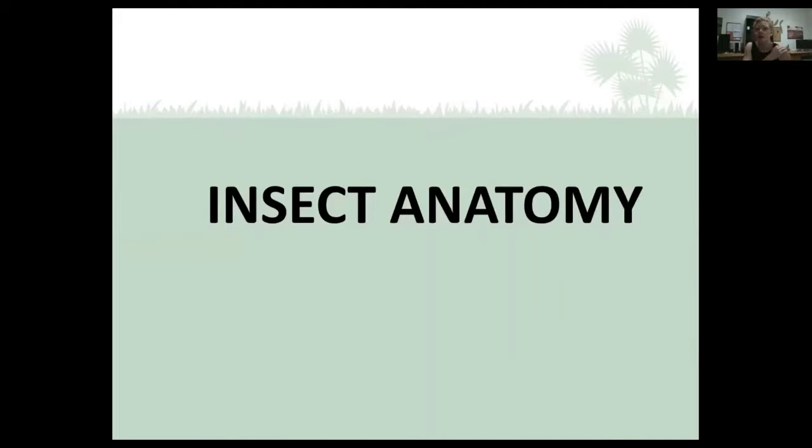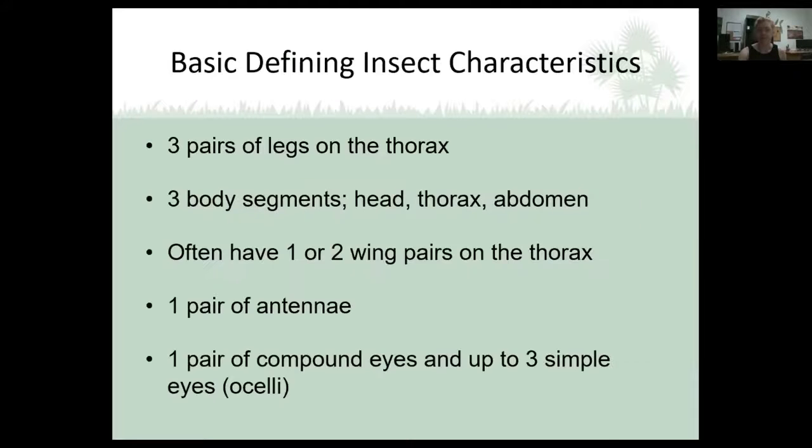So how do you know when the insect of interest is actually a pest or not? It starts with the anatomy of an insect. All insects have 3 body segments: the head, the thorax, and the abdomen. The thorax contains 3 pairs of legs, so 6 legs, and most insects will have 1 or 2 pairs of wings also located on the thorax. Insects have 1 pair of antennae located on their head.